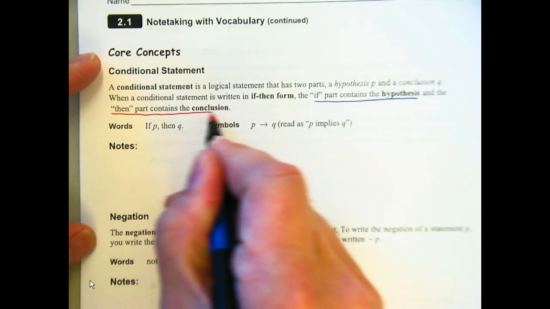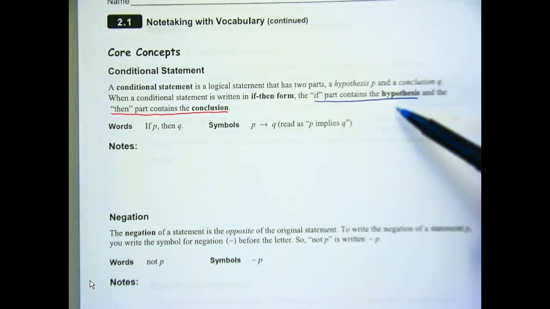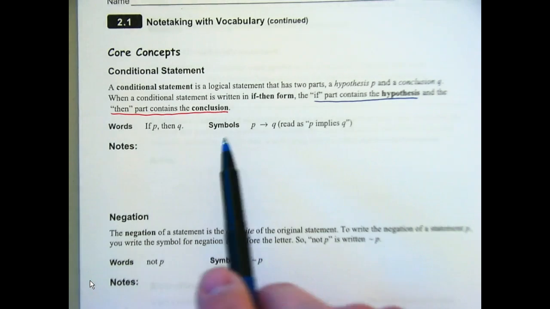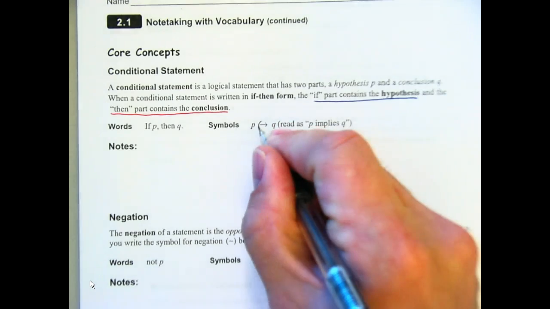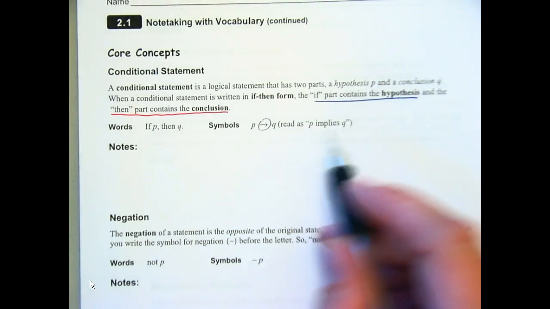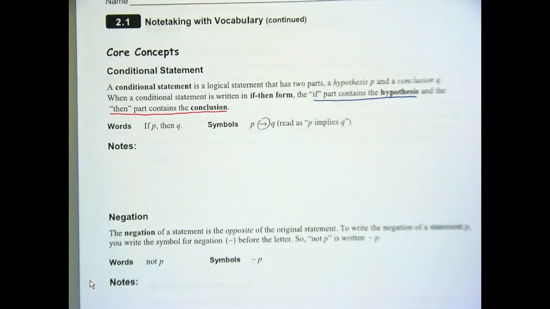And mathematically, the way we show that, we have some different symbols. If P, we're going to call P the hypothesis, and the conclusion Q. Okay, so if P, then Q. The symbol, this little symbol right here, that's how we write if P, then Q. Okay, in mathematical. It's read as P implies that Q happens. Okay, P implies Q. All right?